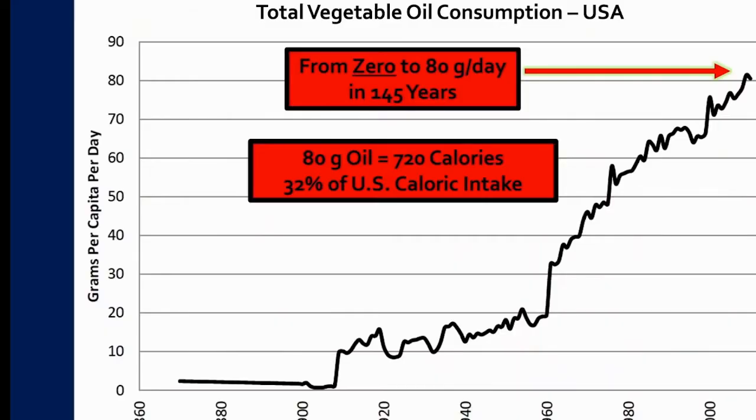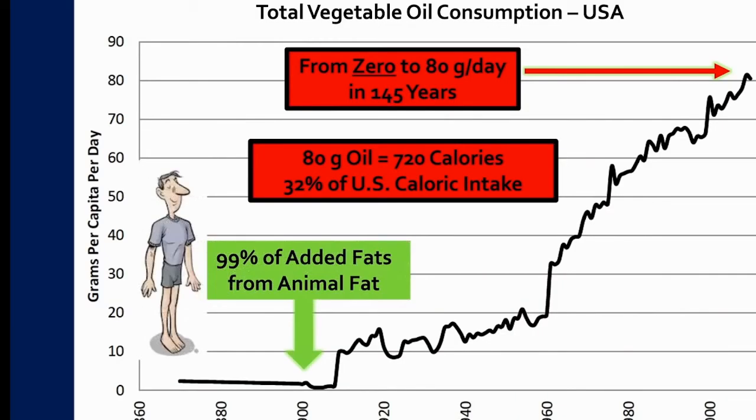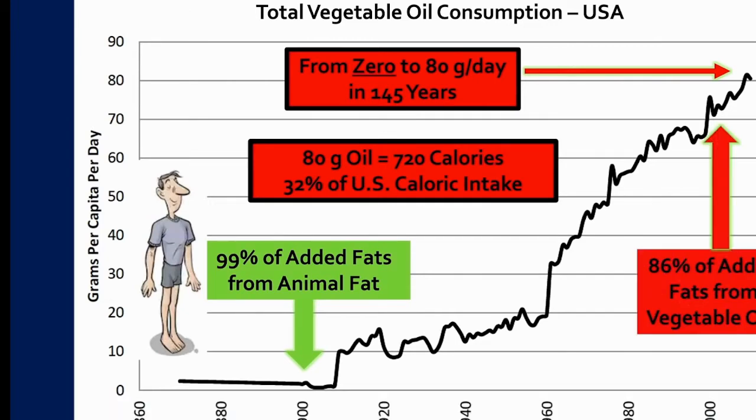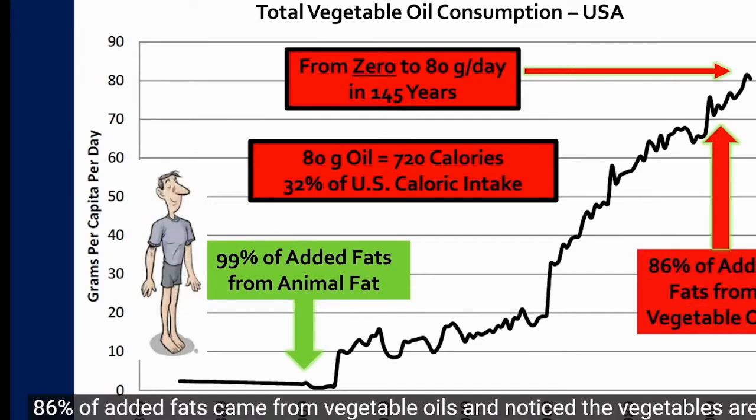I can't tell you how dangerous this is. So in 1900, 99% of our fats came from animal fat: lard, butter, beef tallow, and suet, essentially. But by 2005, 86% of added fats came from vegetable oils. And notice, the vegetable oils are still going up, right? Now, take a look at this.